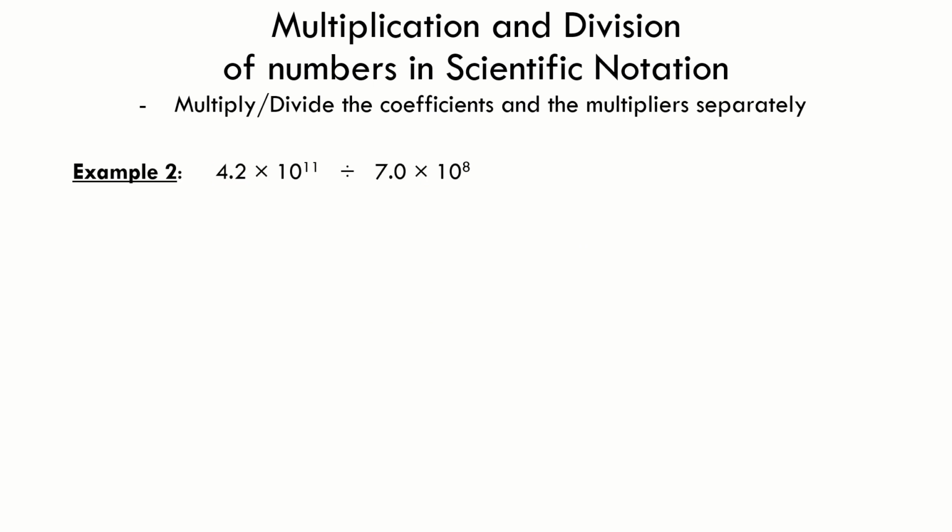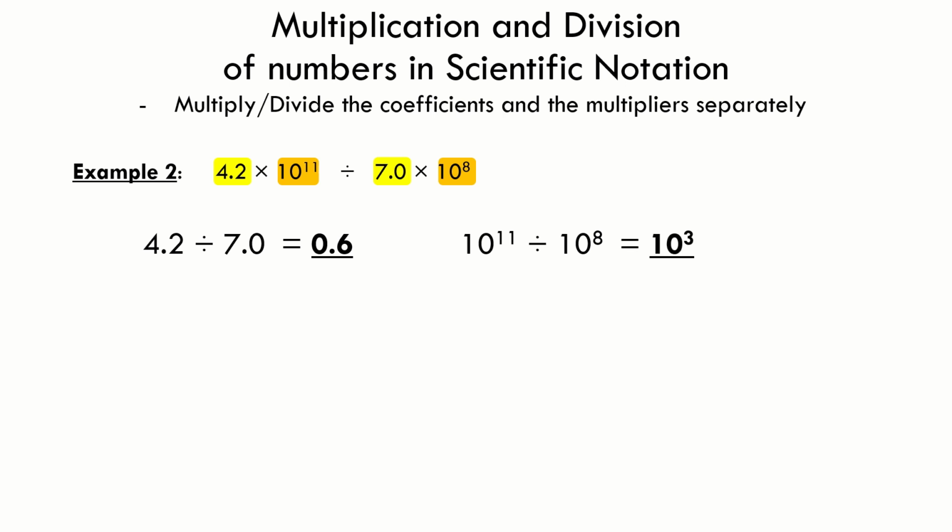Example number 2. 4.2 times 10 to the 11th power divided by 7 times 10 to the 8th. So, divide natin ngayon ang ating coefficients. 4.2 divided by 7 ay 0.6. At i-divide natin ngayon ang ating multipliers. 10 to the 11th divided by 10 to the 8th. So, ngayon we have two numbers again of the same base. I-divide natin sila. Para makuha yung sagot, isa-subtract lang natin ang kanilang exponents. So, ang makukuha natin ng sagot ay 10 to the 3rd.